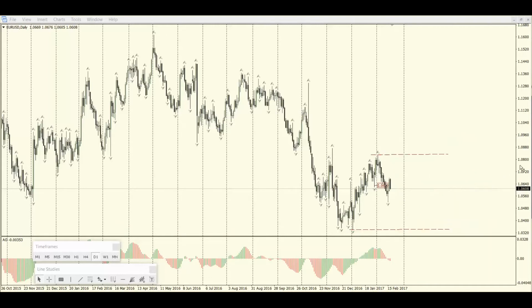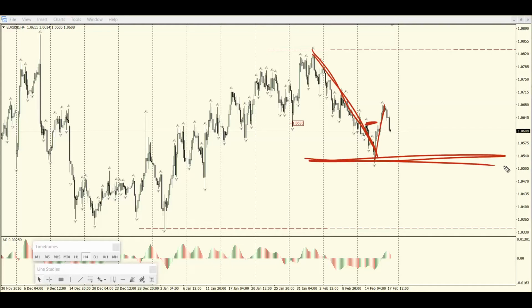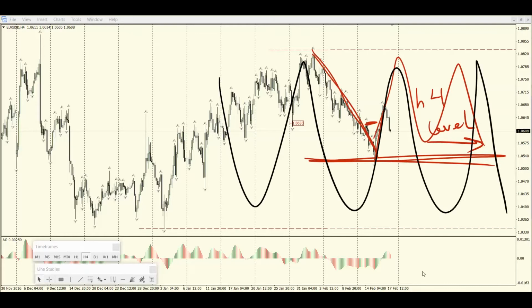If we take a look at the same situation from a smaller time frame, from H4, here you can see the same flat zone, and here also, last week we finished that impulse down. So what we have now here is also a flat zone of H4 level, of a smaller time frame. So we have a flat inside the flat of the bigger level.